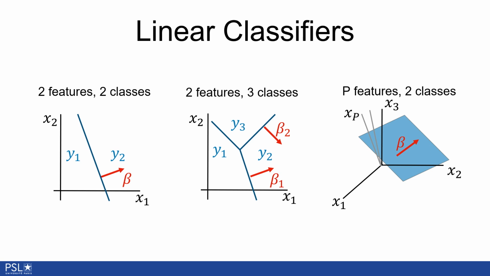In general, a hyperplane in p dimensions is defined by a p-dimensional vector orthogonal to it, and again we will call this vector beta, as in the case of linear regression. Of course, if we have more than two classes, we will have more hyperplanes and therefore more vectors beta. This is the general geometric interpretation of linear classifiers. Let's now go a little more into the technical details.